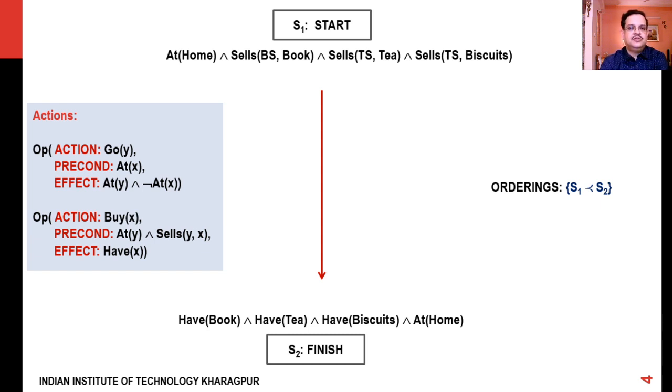And the second action is buy X. For buy X to be executed, I need to be at some place Y such that Y sells X, that is, it sells the product that I intend to buy. And on execution of this action buy X, my effect is have X. So these are the two actions which are at my disposal.